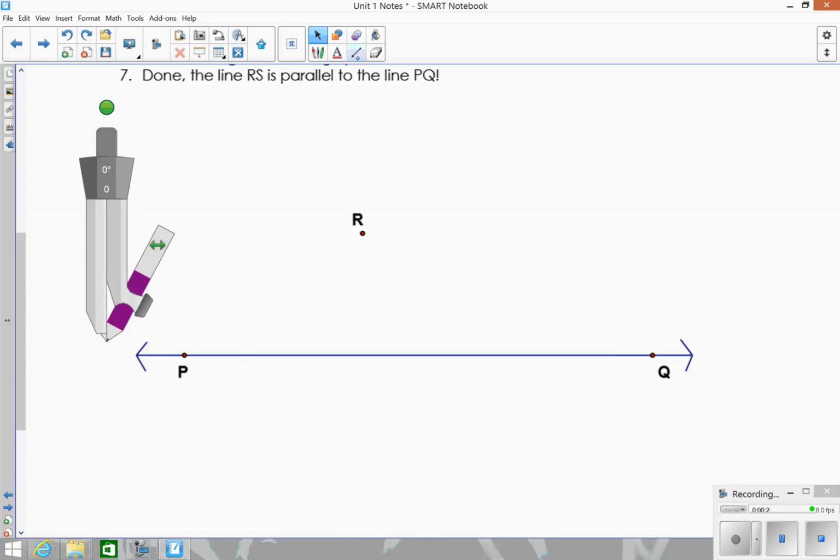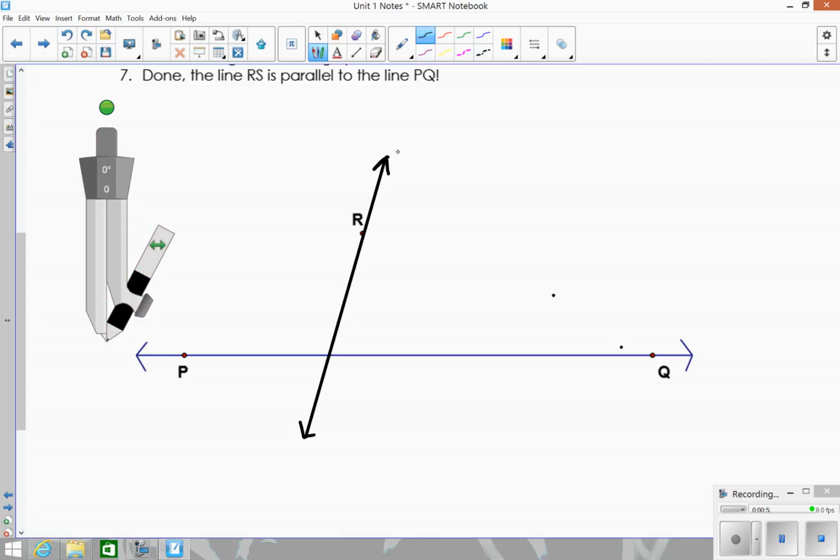So what you're going to do is start by constructing a transversal. A transversal, remember, is a line that connects two or more other lines, but in this case, it's only going to connect through point R and intersect this line PQ. It will become a transversal though, because our parallel line will be going right in here, which means that this line will be intersecting two or more other lines. So I'm going to go ahead and just put arrows on it. You don't really have to.